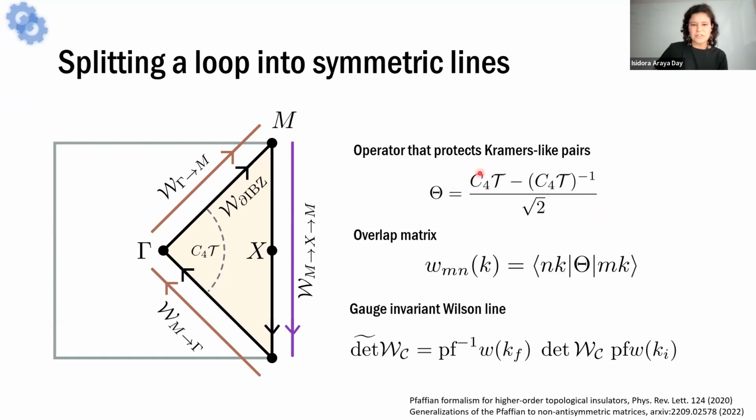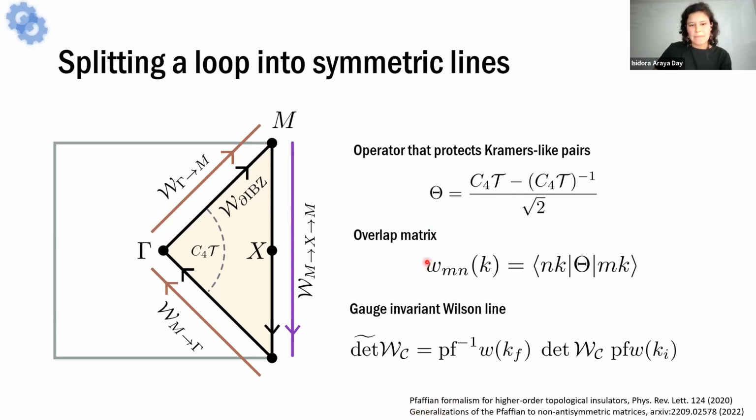That is the one that you can see here. It takes the C4T symmetry and it subtracts the inverse of it, such that this operator works as a Kramers, this operator works as an equivalent of time reversal symmetry in this case. So it protects Kramers-like pairs at gamma and M. This is a trick that we took from the first reference here.